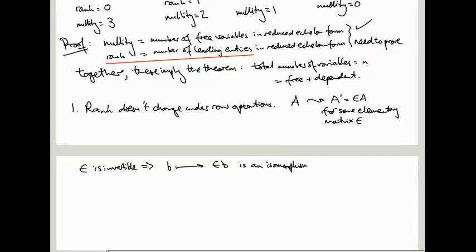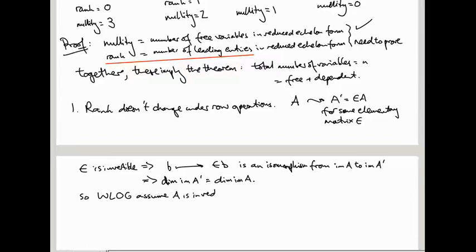Just means invertible linear map from the image of A to the image of A prime. In other words, if you take B in the image of A and you apply E to it, you get something in the image of A prime, and it's invertible. So they have the same dimension. Let's say dim im A prime equals dim im A. So the rank doesn't change under row operations, so we may as well assume that A is in reduced echelon form. So without loss of generality, WLOG, assume A is in reduced echelon form.